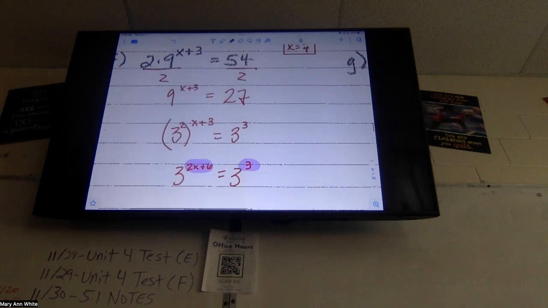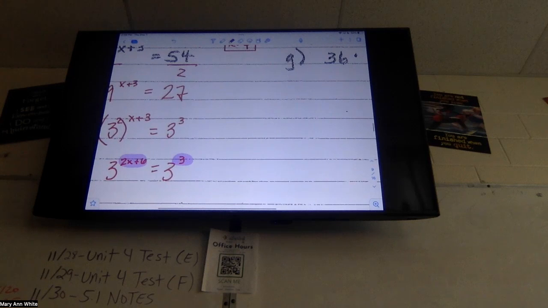So anybody have any questions before I set those exponents equal to each other? Okay, so I'm going to do 2x plus 6 equals 3, minus that 6, 2x equals -3, divide by 2, x equals -3/2.